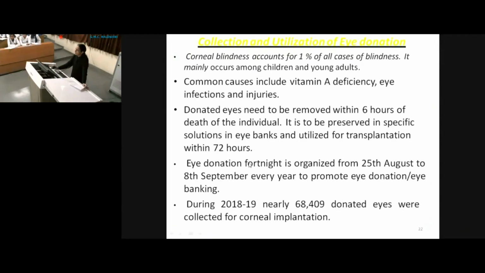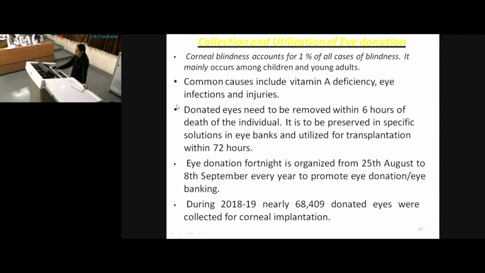And this is collection and utilization of eye donation. Corneal blindness is 1% of all cases of blindness, and it mainly occurs in children and young adults. The common causes are vitamin A deficiency, eye infections and injuries. Donated eyes have to be removed within 6 hours. This 6 hours is important.